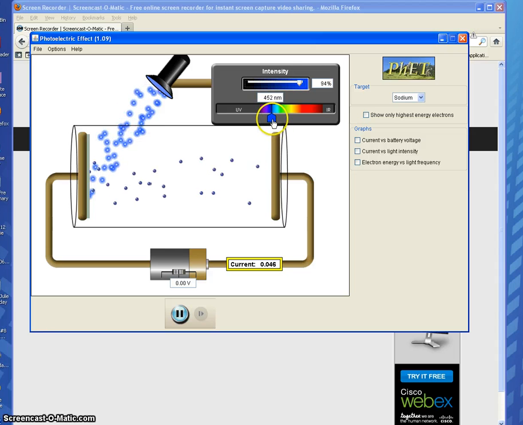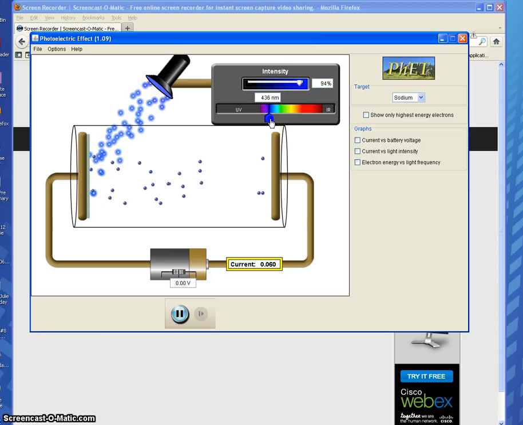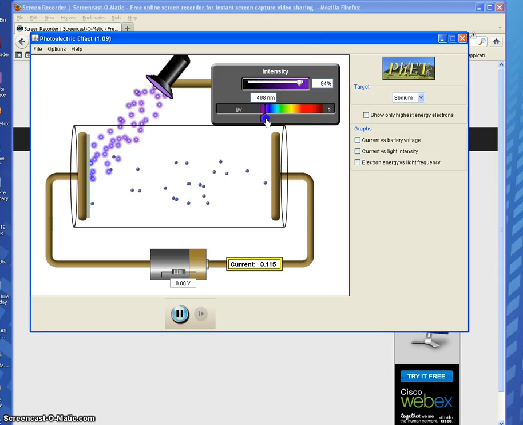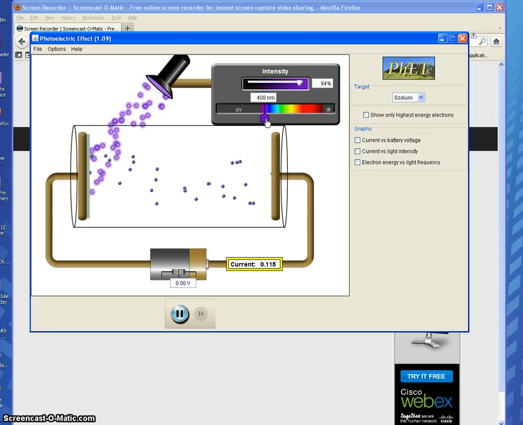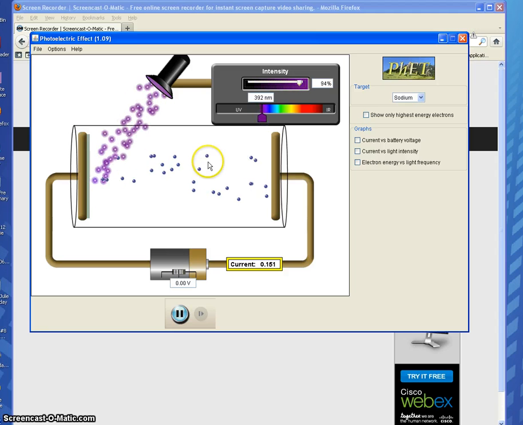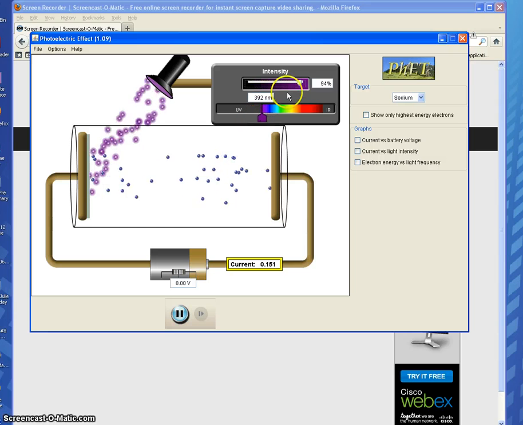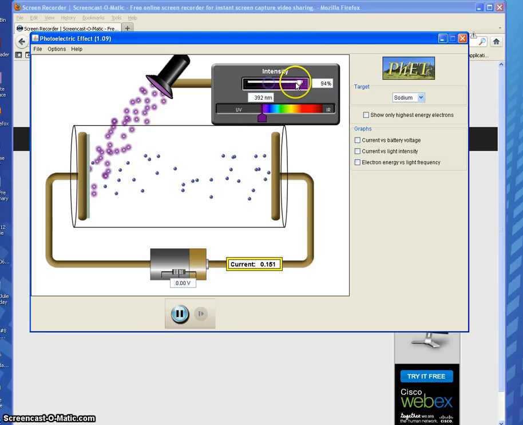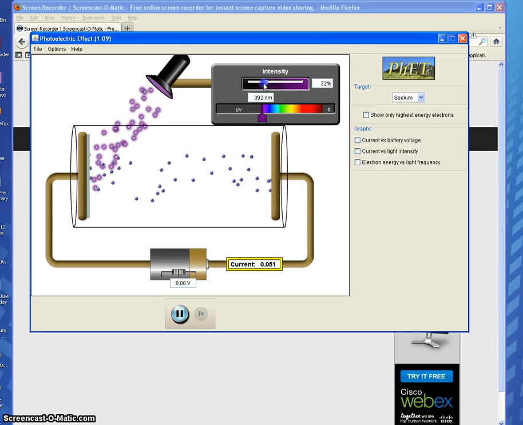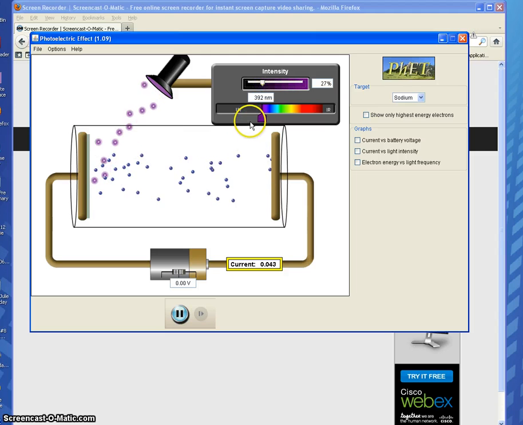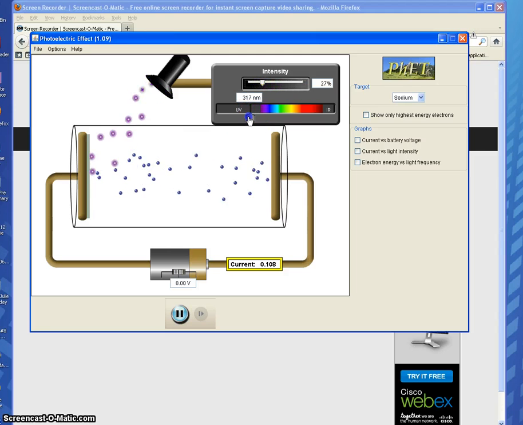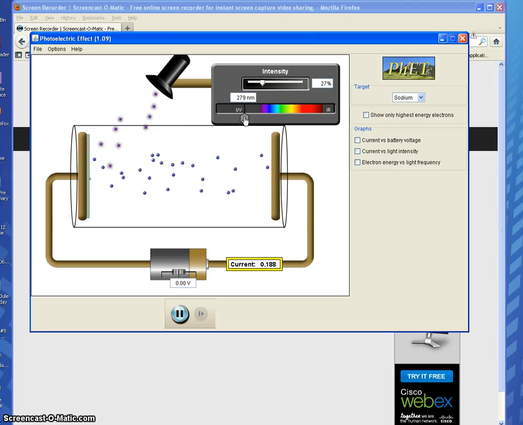Now, if I go up in frequency of the light, you will see that the electrons get released and they move faster. So if I move up in light energy, you get electrons released and they move faster. I'm going to bring the intensity of this light down a little bit so I get fewer photons hitting the surface. If I go into the UV range, the electrons are moving even faster, right?